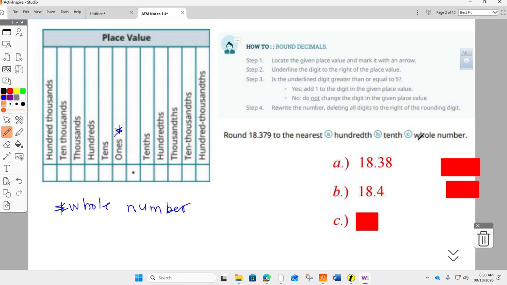So what does this round to if we're rounding to the nearest whole number? What's that answer going to be? So 18 is in the 1s place. We look to the right. What's it going to be, Jewel? It's going to be 18. 3 is less than 5, so it rounds to 18. Any questions?